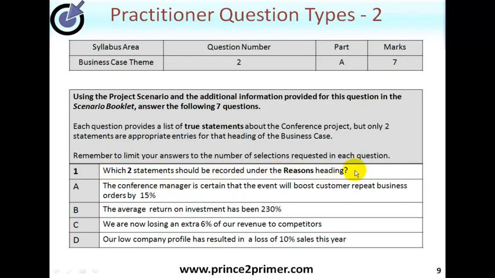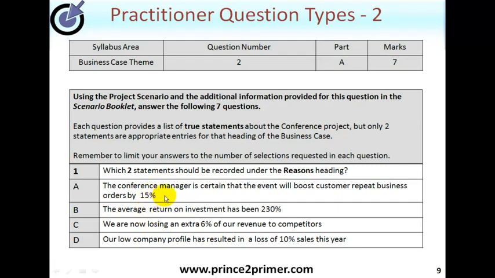Now you'll get quite a lot of these types of questions. The first thing I'd want to do is to go to Appendix A, because you may have some extra information there that'll help you see the type of information that should be recorded. You might also want to go to the business case theme. Again, in the text of the manual, it may well cover the type of information under reasons. And you now have to decide which of these, which 2, are reasonable and correct.